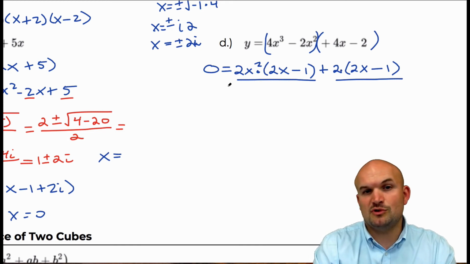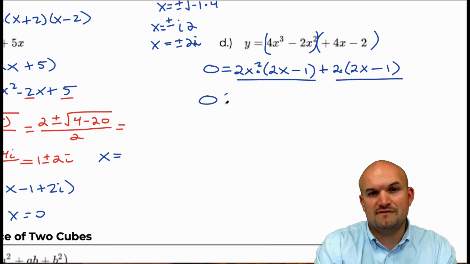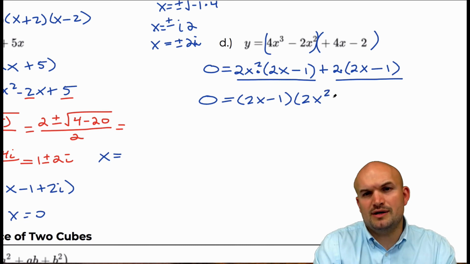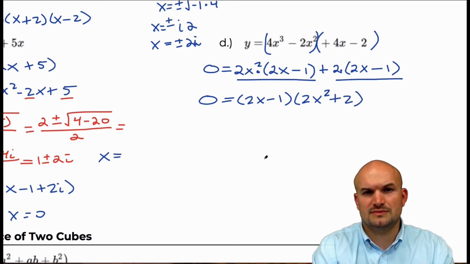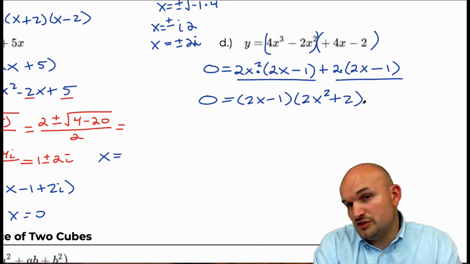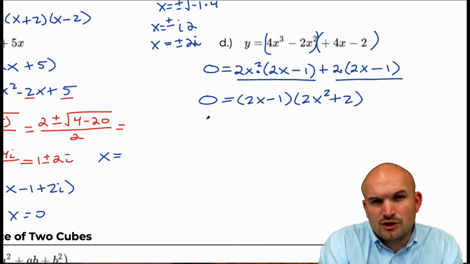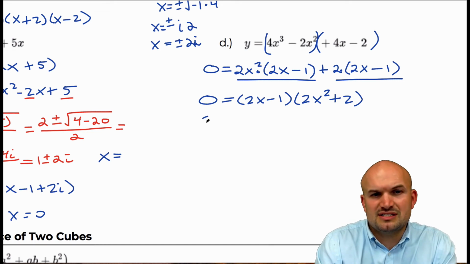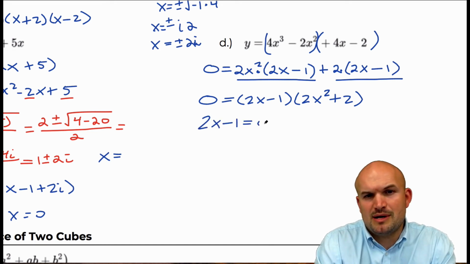And you can see these both share a 2x minus 1, so I factor out a 2x minus 1, and now I'm left with a 2x squared plus 2. Then you could try factoring this if you wanted to, or we can just go to the 0 product property, right? We have a product and we can solve for it. So I'll just set each one equal to 0 using the 0 product property.